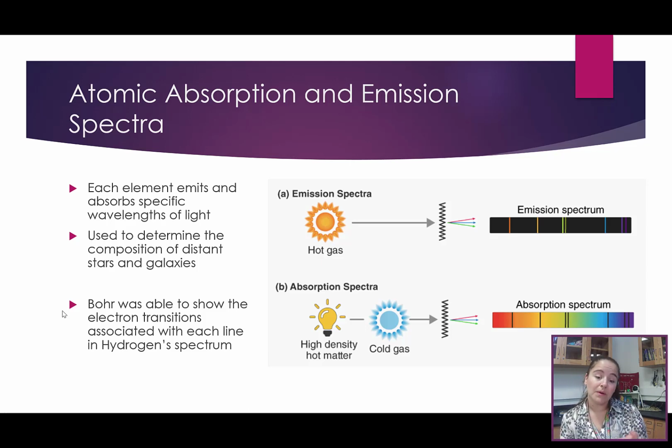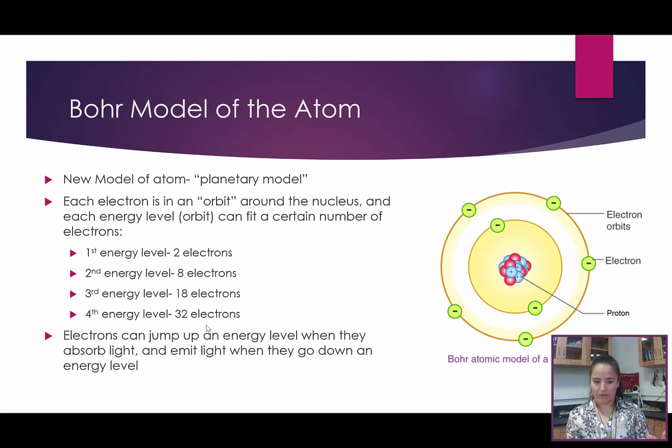Now, what Niels Bohr was able to do was show that the electron transitions in hydrogen's atom could be directly mapped mathematically to their position in the nucleus. He was able to tie every single wavelength of light with an electron moving from one level away from the nucleus to another. And that led to the Bohr model of the atom, the planetary model. In this one, each electron is in an orbit around it.